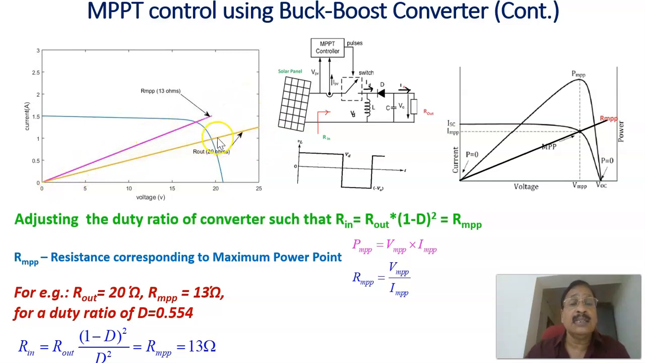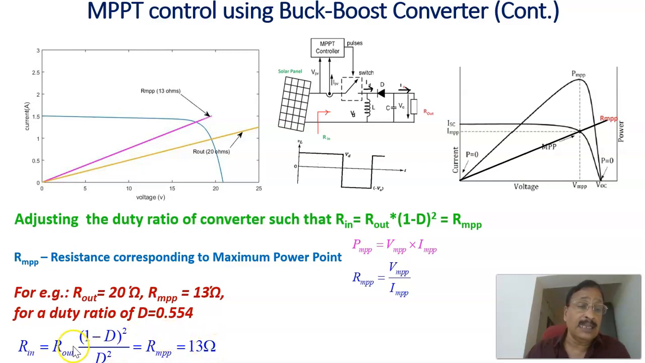As we have seen here, this is the resistance corresponding to RMPP, and if you are increasing the resistance, you will be operating at another point, which will be after the maximum power point. Therefore, if we want to work at the maximum power point, we have to make this resistance the same as RMPP. So we adjust the duty ratio of the converter such that R in equals R out into (1 minus D) whole square divided by D square. Not the earlier equation, that was for a boost converter; this is for the buck boost converter. And we are making that equal to RMPP.